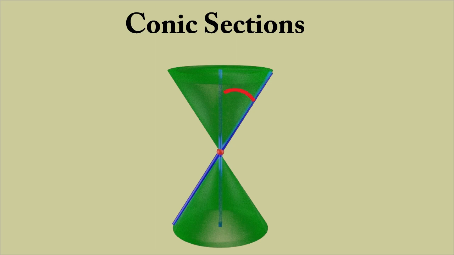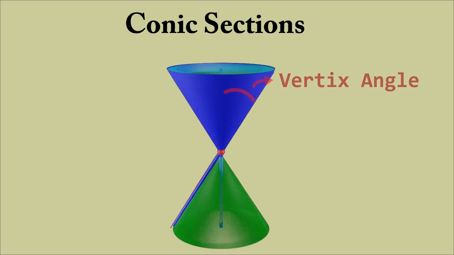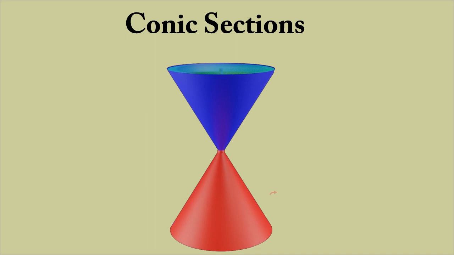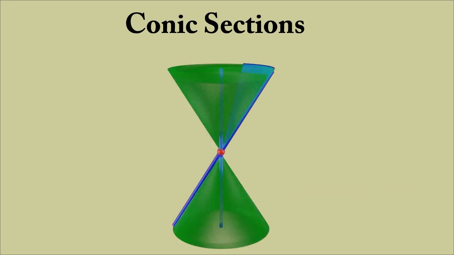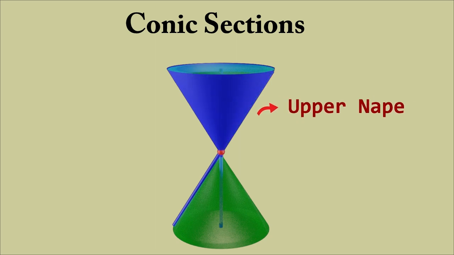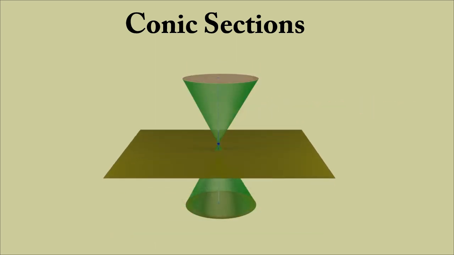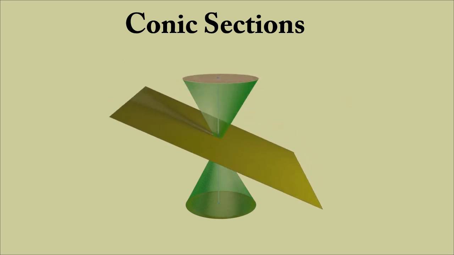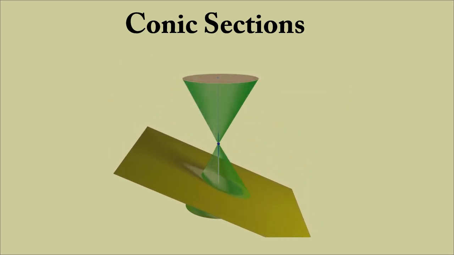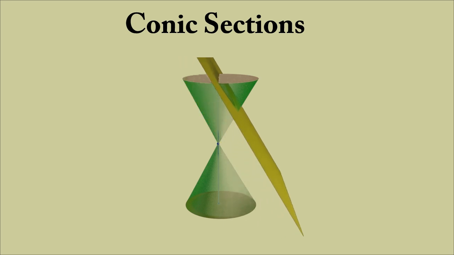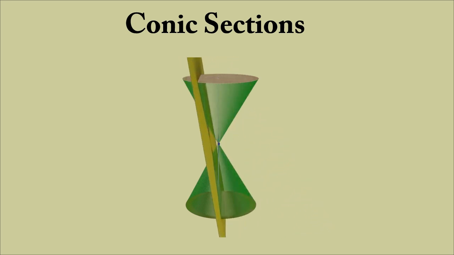The angle between the axis and a generator is known as the vertex angle. The surface area of the lower cone is known as the lower nappe and the surface area of the upper cone is known as the upper nappe. Now we can create conics by cutting this double right circular cone by a plane in 4 different ways.